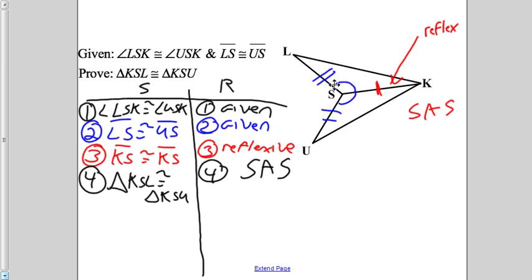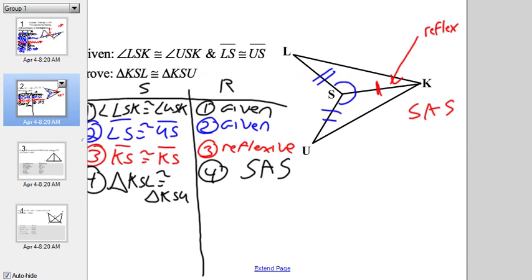The next problem, again, I am just going to go over the picture with you of what you can do, the plan, and then you guys are going to write out the statements and reasons on your own. We ready? Okay, here's our next one. Take your time to make sure you've got this picture down.